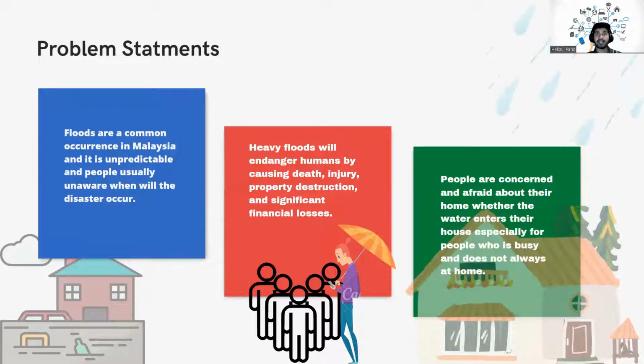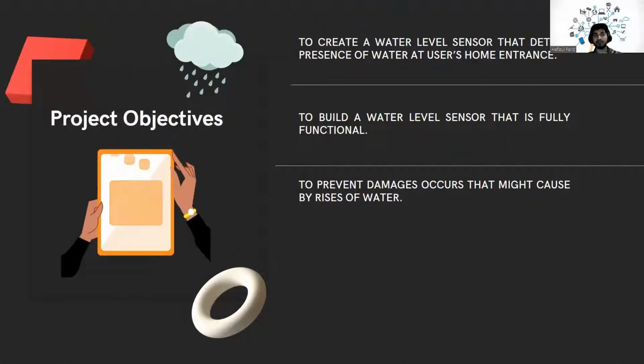These are the problems that I think it is important to create a project like this that will notify user regarding their home state. On the other hand, there are also main reasons why these projects are set to be implemented. So the first objective is to create a water level sensor that will detect the presence of water at user's home entrance. Besides, this project is set to build a water level sensor that is fully functional. On the other hand, it is to prevent damage that might be caused by rises of water.